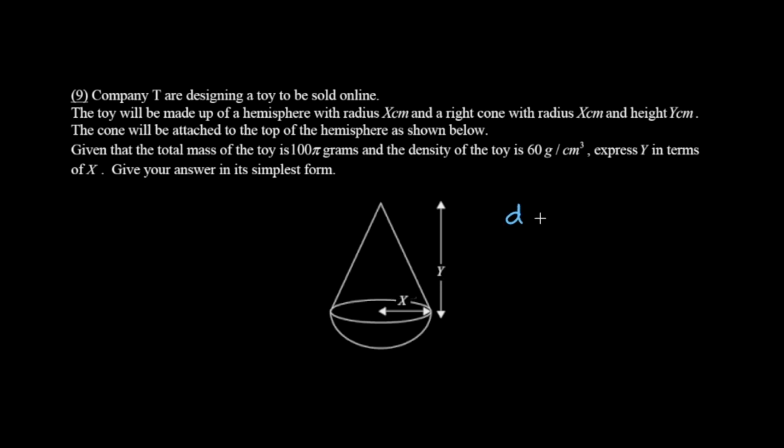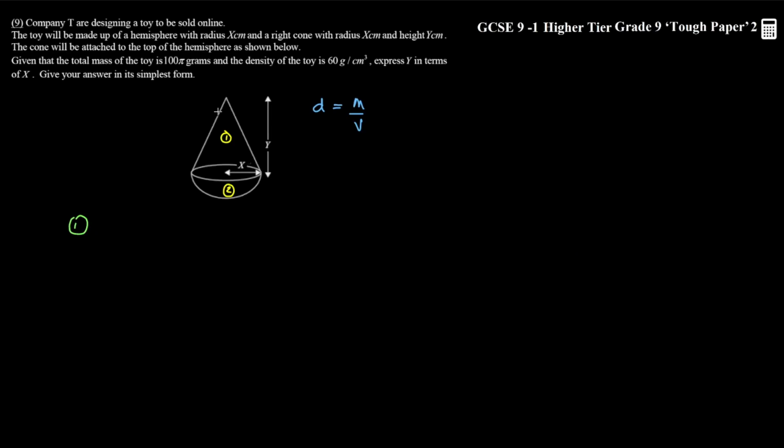So first of all, density is equal to, well, it gives it here, mass divided by volume. Just writing that down as a reminder. Okay, let's look at the volumes. This is volume 1 of the cone, and this is volume 2. So volume 1 is a cone, and that's equal to 1/3 pi r squared h. So putting in terms of our diagram, this is 1/3 pi, r squared is x squared, and h is y.